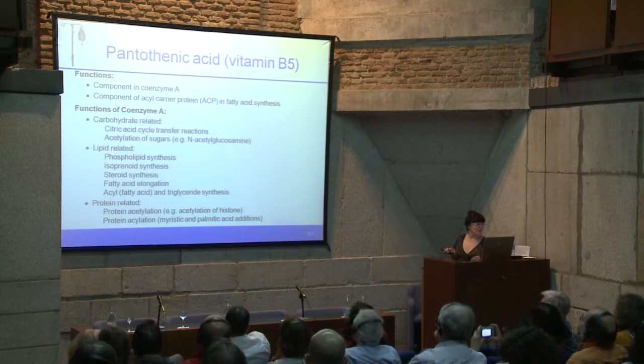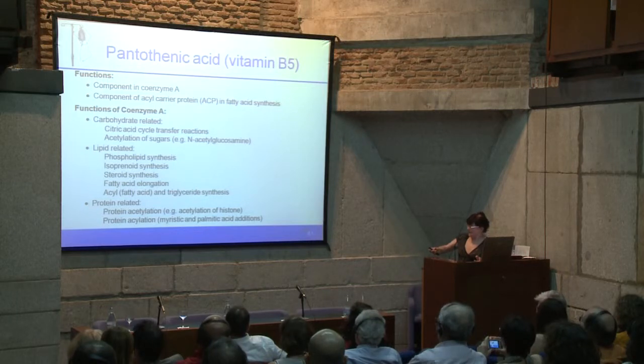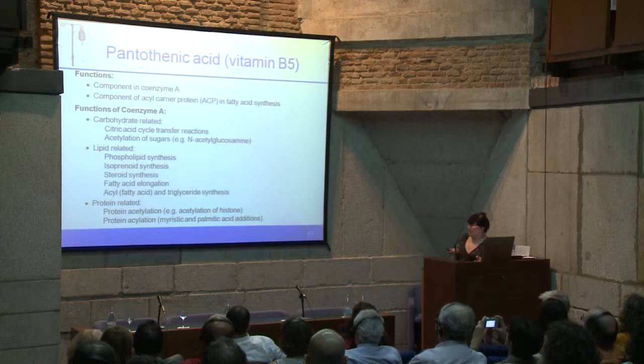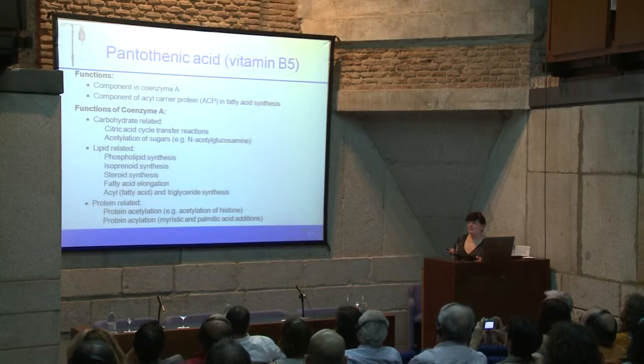Pantothenic acid, we put it in there, it's a component of coenzyme A, which is needed at the beginning of the Krebs cycle and fatty acid synthesis. The functions of coenzyme A are lipid-related, phospholipid synthesis, protein-related, carbohydrate-related, so pantothenic acid is very important. Fortunately, it's ubiquitous, but nevertheless, we use it because we need it, especially in anybody with malabsorption. It was the first paper I published.